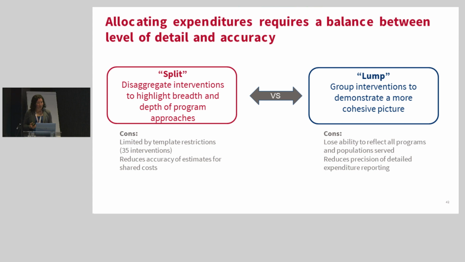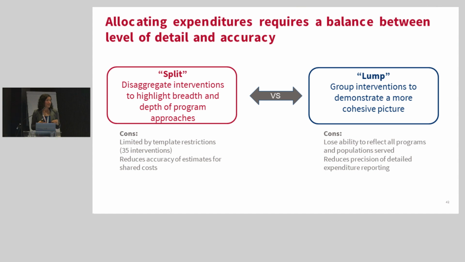So allocating expenditures across the financial classification framework can be seen in some ways as a little bit more of an art than a science. There is built-in flexibility in our guidance that leads to some options for different approaches in allocation. In some cases, it makes sense to split allocations of expenditures and more completely disaggregate expenditures across sub-beneficiary and sub-program areas. This can help us demonstrate the breadth and depth of our programs. The downside to this approach is that there may be some limitations due to restrictions in our templates for the number of interventions that can be included, and also at that lower level of disaggregation, it can become challenging to accurately estimate and reflect some costs.